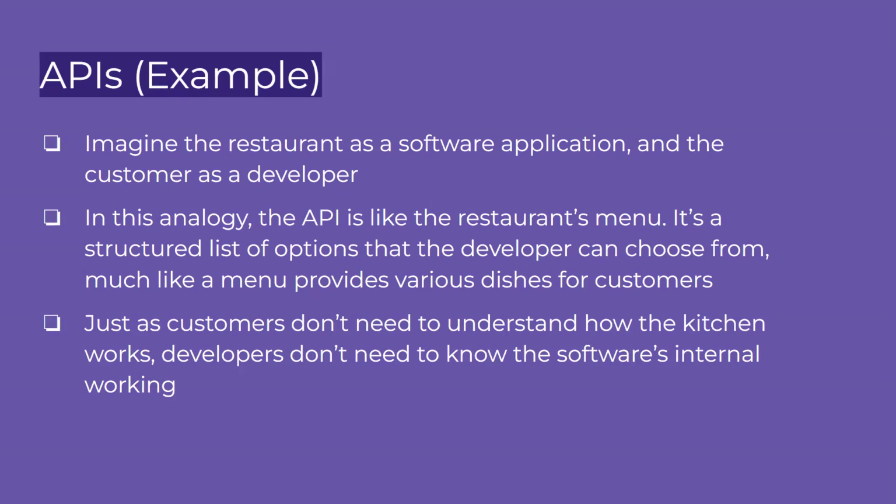Now, the customers don't need to know how the kitchen works, but they can still get their meal if they have the menu and they know how to use the menu. In the same way, the developer can also just get exactly what they want from that software using the API. They don't need to know how the software goes about figuring out that data that they want.